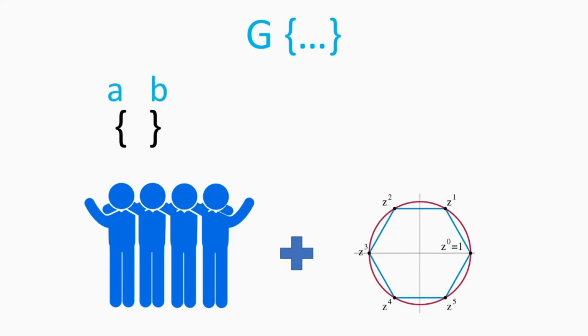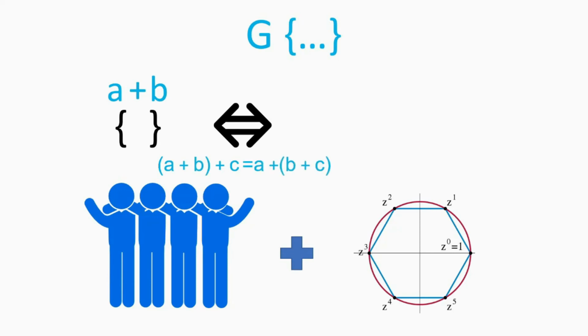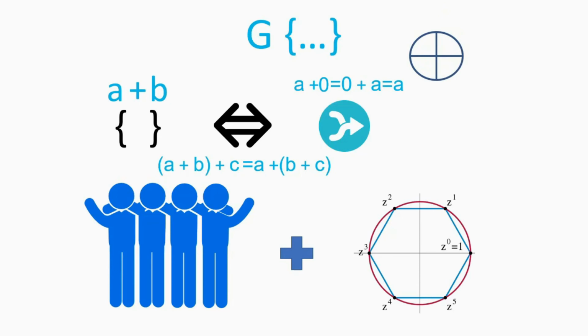First, closure. If a and b are in G, then a plus b is also in G. Second, associativity. (a plus b) plus c is equal to a plus (b plus c). Third, identity. There is a single element 0 such that a plus 0 is equal to 0 plus a, and it's equal to a. It's similar to the exclusive OR operation.